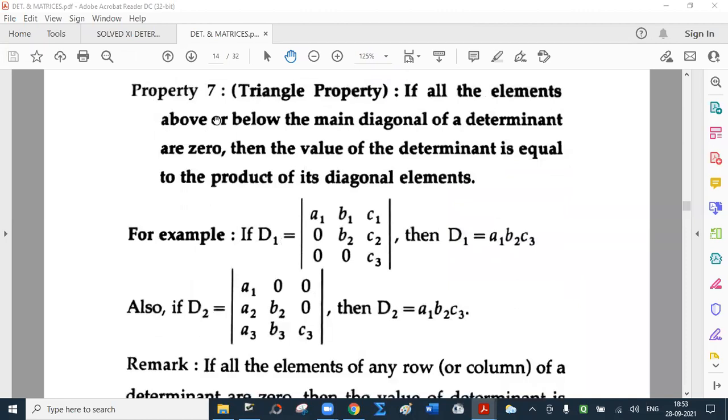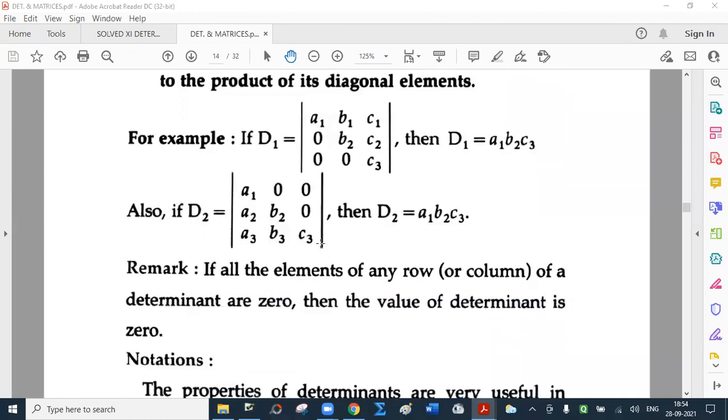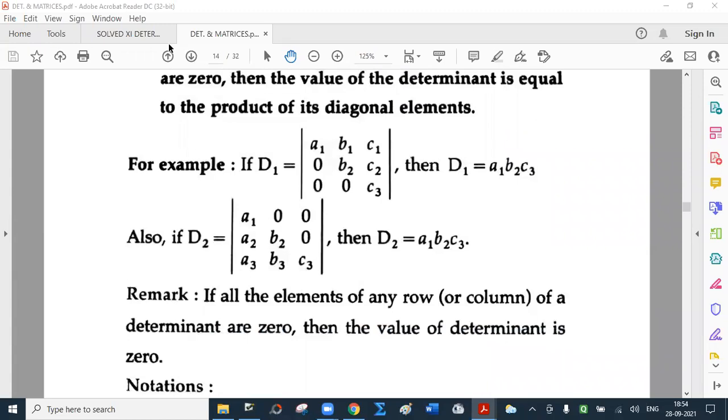Now the property says, this is called the triangle property. If all the elements above or below the main diagonal of a determinant are 0, then the value of the determinant is the product of diagonal elements, can be verified easily. Just expand this. A1 into what? B2 C3 minus 0, minus B1 into 0, plus C1 into 0. So it is simply A1 B2 C3. Okay. Yes. So we have completed all the properties of a determinant. So we can solve sums now.